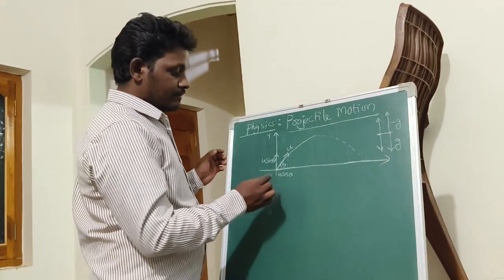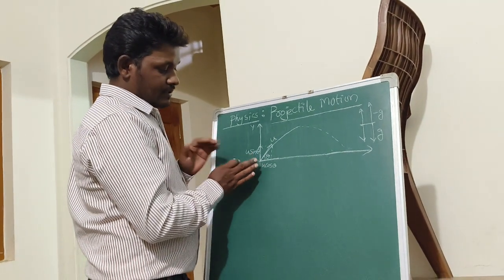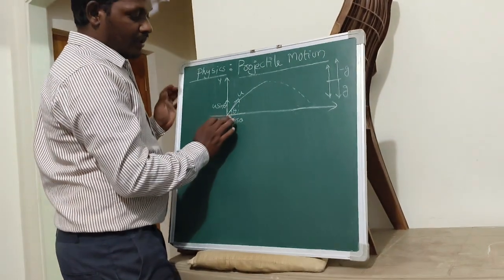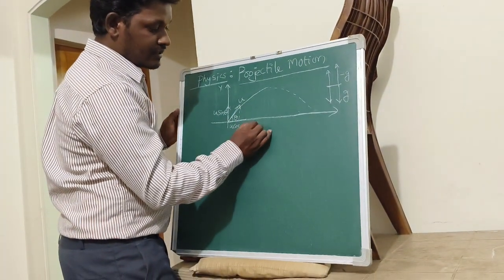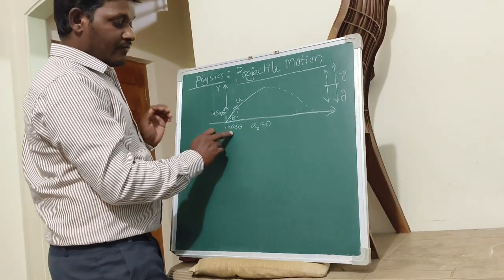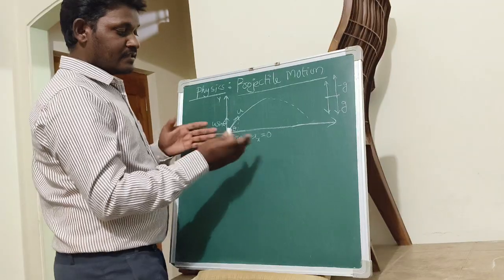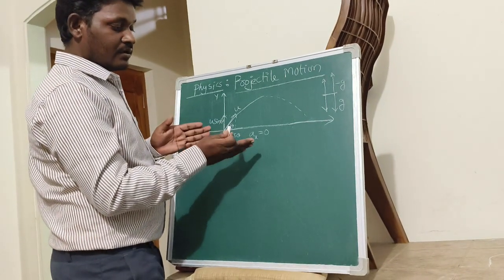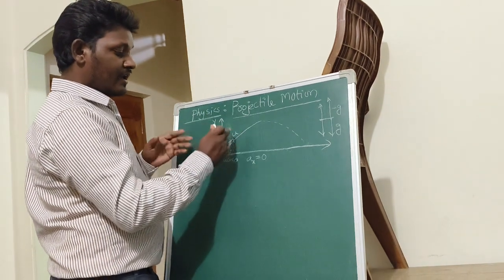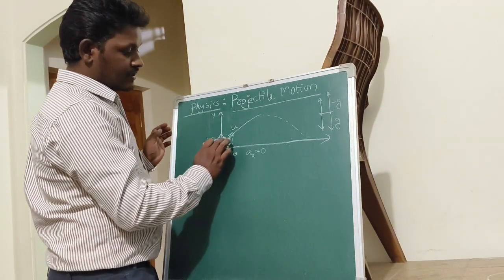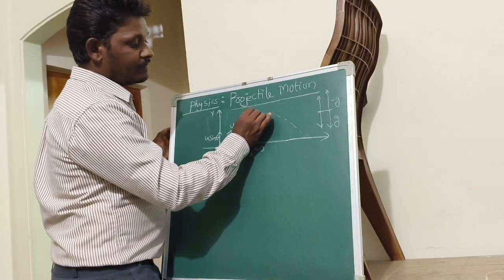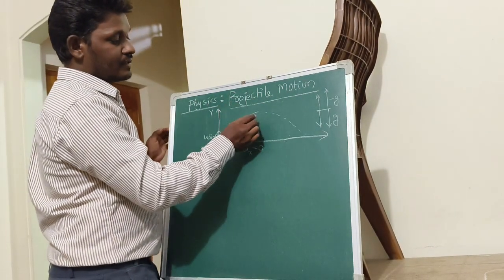See, its horizontal component never changes. The acceleration along the horizontal, that is along the x direction, is 0 because velocity is not changing. That means change in velocity divided by time gives 0. Along the y direction, the velocity keeps on decreasing up to a certain height, where it becomes 0 in the y direction.